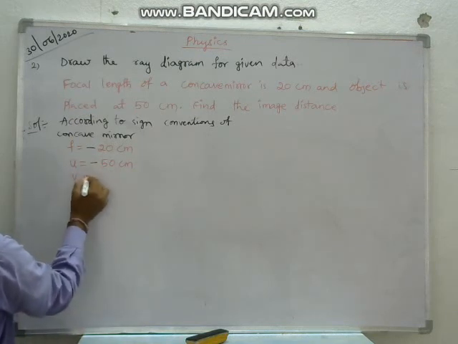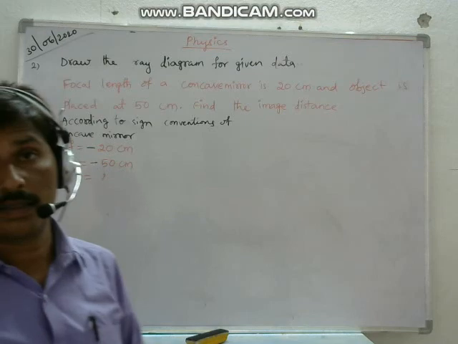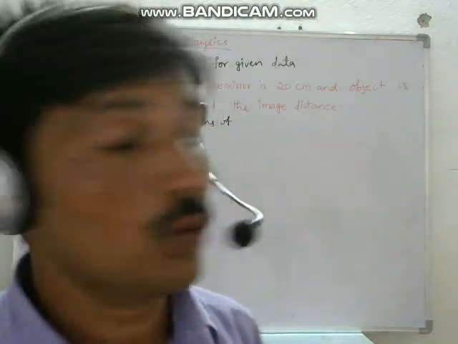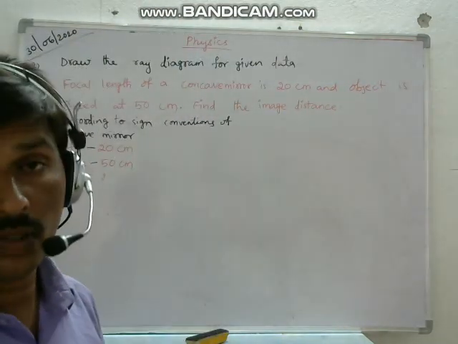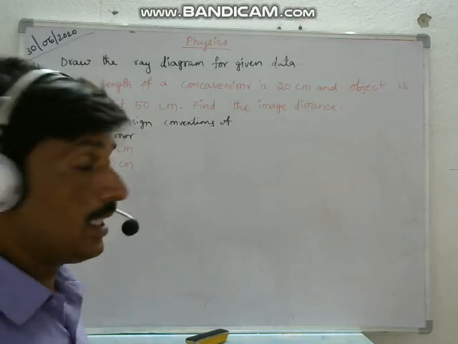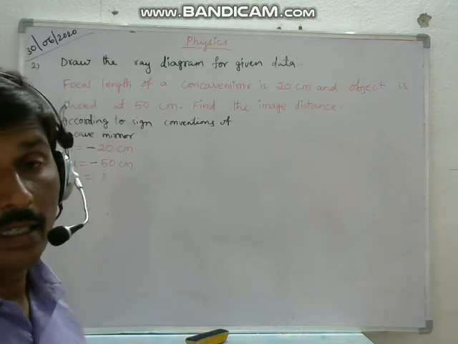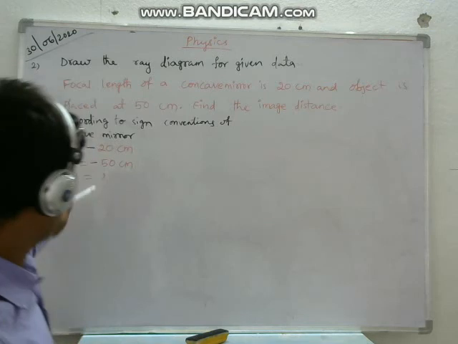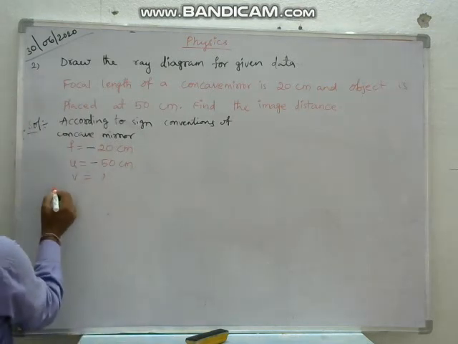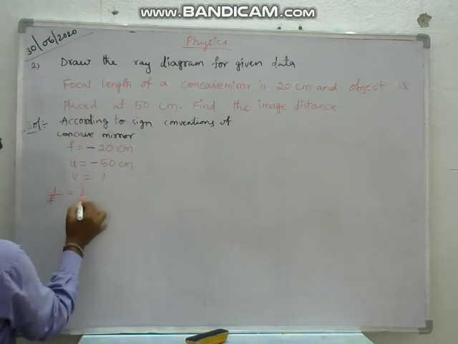We have to find the image distance. According to the sign convention, the focal length of the mirror, 20 centimeter, is minus. According to the sign convention, the object distance is also minus. We need to find the image distance.